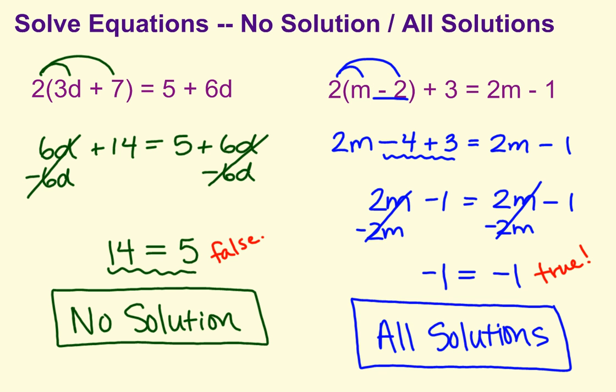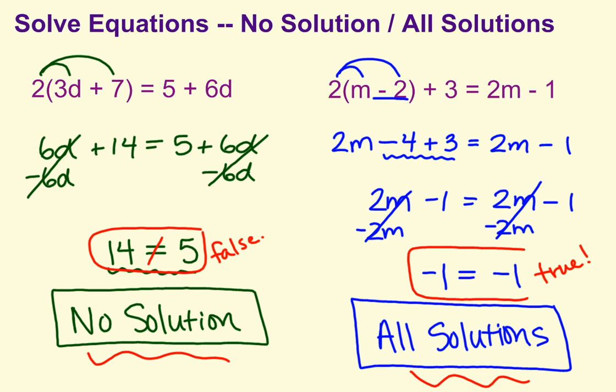So if your variable is gone, you don't have anything left to solve for, it will be either a no solution or an all solutions example. How do you know which one it should be? If what you have left over in the end is false, 14 does not equal 5, then no solution. If what you have left over in the end is true, negative 1 equals negative 1, all solutions.